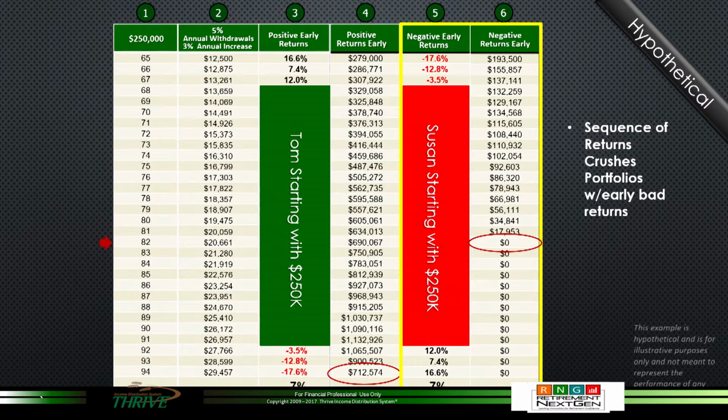So this is something we call sequence of returns or order of returns risk, and many consumers don't understand. Now, I need you to understand this is not about average returns, because average returns will not reflect the likelihood of the safety or the predictability of how long a portfolio will last.